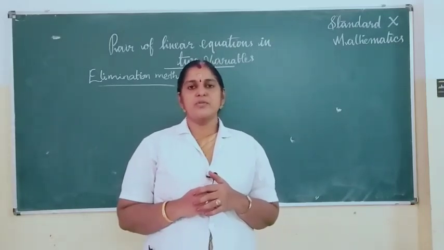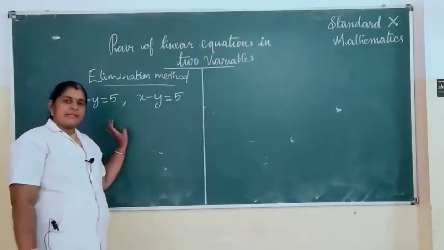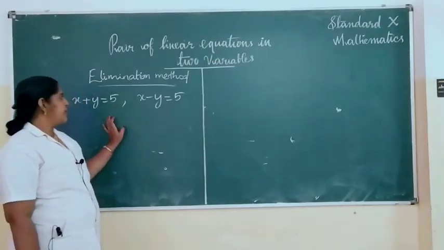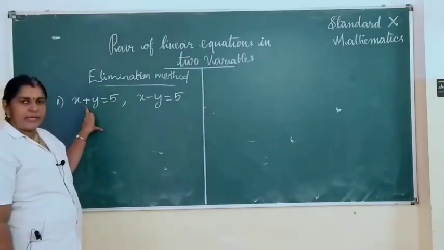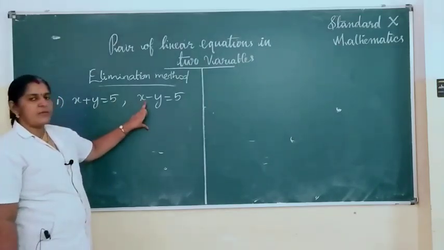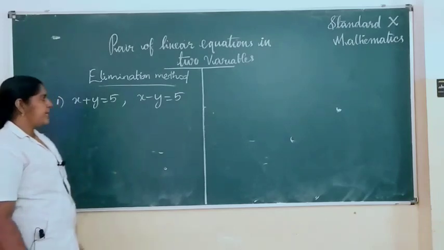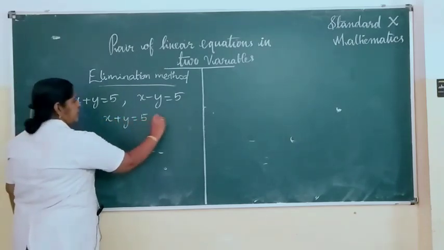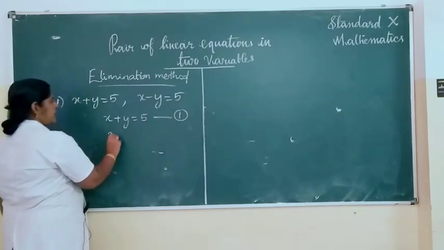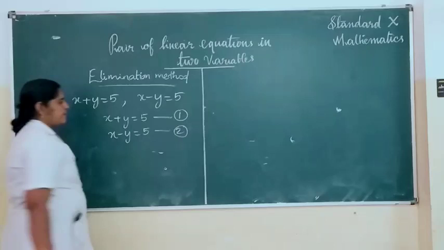So now we are going to start the questions. This is your first question. Here there is a pair of linear equations. The first one is x plus y equal to 5 and the second equation is x minus y equal to 5. So first we have to write the two equations and name them. x plus y equal to 5 is our first equation. x minus y equal to 5 is our second equation.